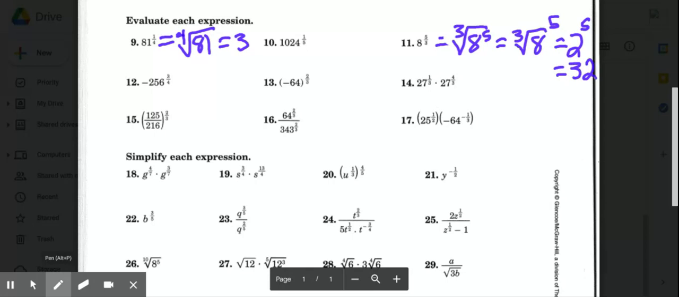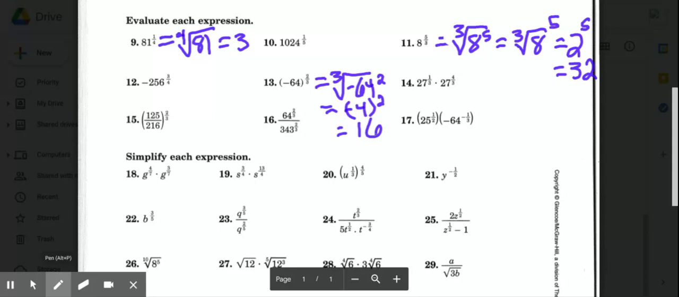All right, let's take a look at number 13. Very similar problem. I'm going to rewrite it as a radical, so it's the cube root of negative 64 squared. I do not want to do negative 64 squared. That is too big. So what I'm going to do first is the cube root of negative 64. So what number times itself 3 times gives you negative 64? And the answer is negative 4. And then I'm going to square that. So the answer is 16.